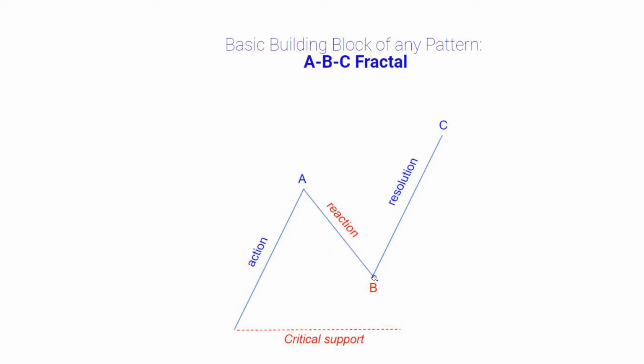And as you can see, this is a crucial point where both bulls and bears understand that bears are actually weaker because they failed to make a lower low. So that starting point of the first actionary move up becomes the critical support for the whole fractal. And once bears here give up and bulls start attacking again, that part of the move is called resolution, because it resolves the whole action and reaction, preceding waves A up, B down, and the final wave C up, which is resolution.